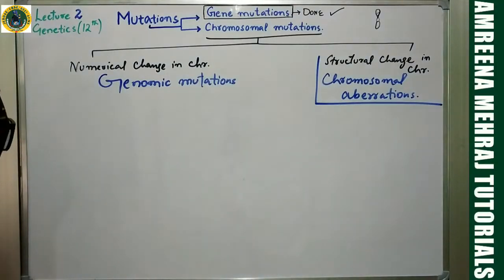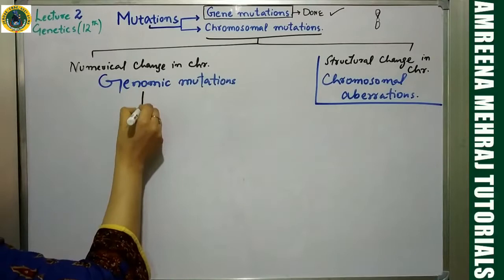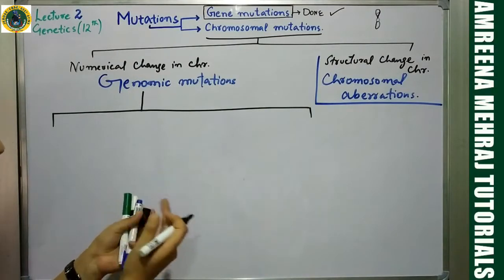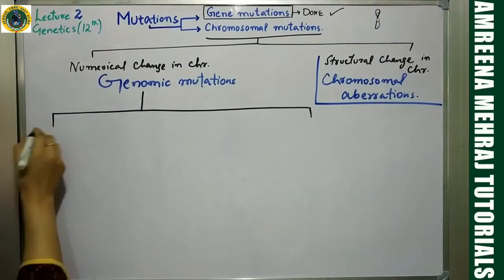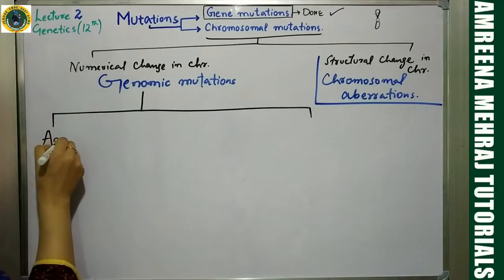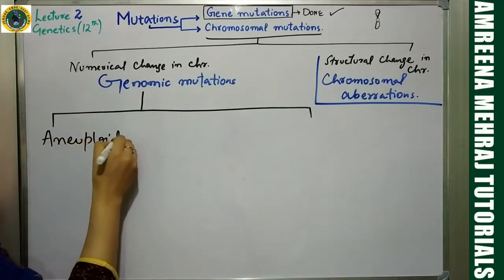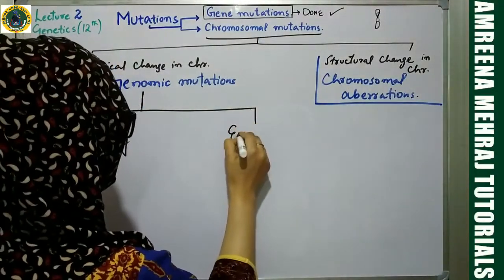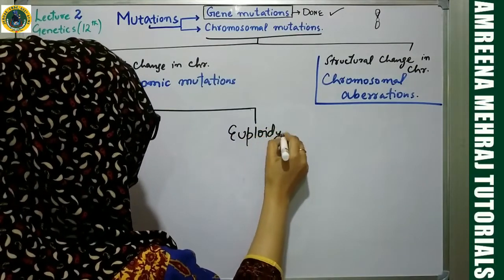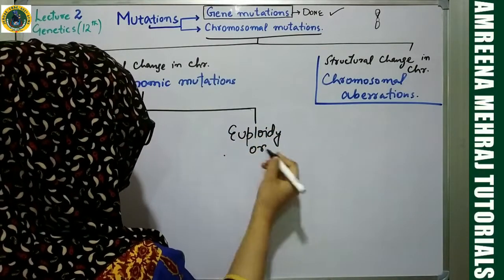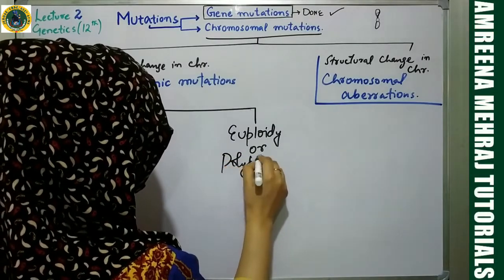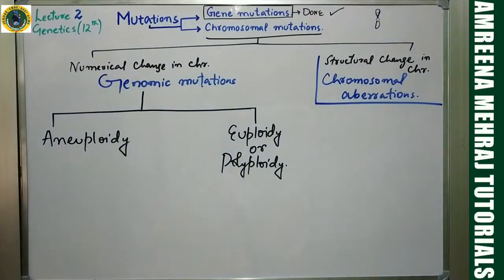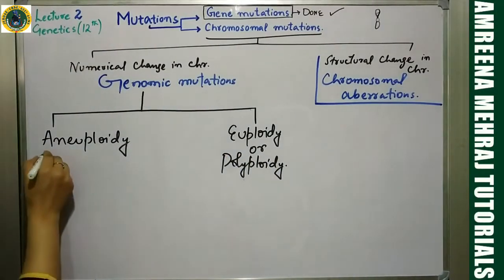As far as numerical changes, my dear students, are concerned, again you will have two types, as I told you. Either you will see the number of chromosomes increasing or decreasing. So accordingly you will have two cases. Number one is called aneuploidy. Pay attention. And number two is called euploidy. Euploidy is also called polyploidy.